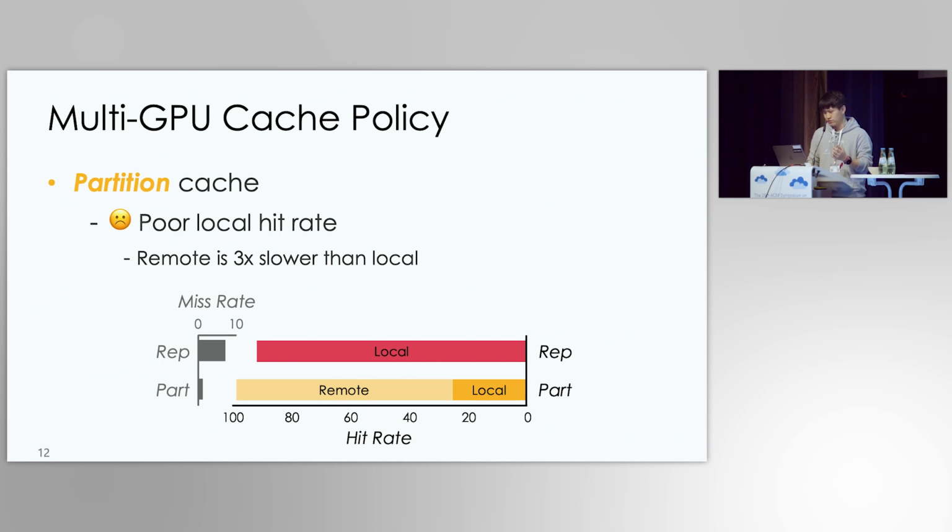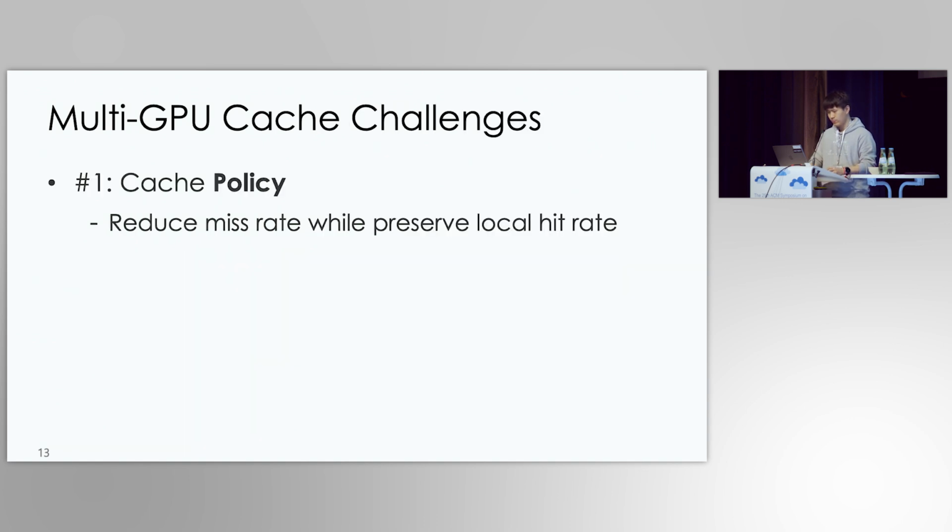Even though the bandwidth of the GPU interconnect is almost an order of magnitude faster than PCIe, it is still less than 1/3 of the local bandwidth. This causes the partition cache to bring only minimal improvement or even identical performance to the replication cache. Therefore, in cache policy, we need to reasonably place embedding entries onto multiple GPUs and guarantee a low miss rate and a high local hit rate at the same time.